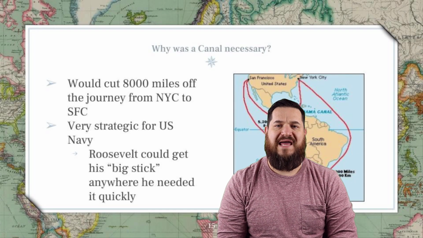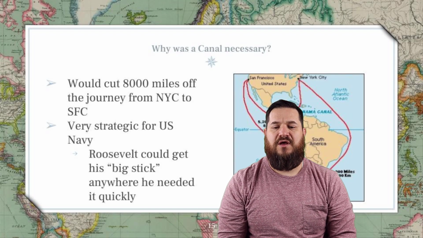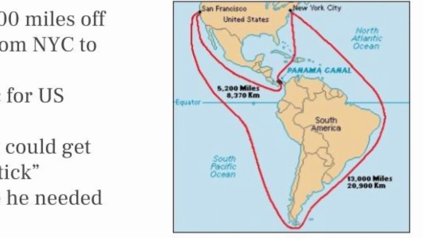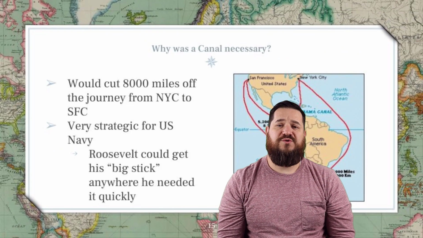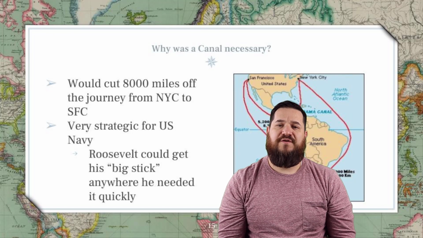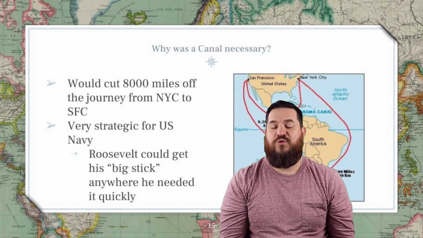Roosevelt saw the Panama Canal as something very necessary for the United States. With a canal across the Isthmus of Panama, basically connecting the Atlantic and the Pacific Oceans, it would cut roughly 8,000 miles off of a coast-to-coast journey if, say, you're going from New York City to San Francisco, California. This was also incredibly strategic for the U.S. Navy. With a canal, it meant that Roosevelt could move around his big stick anywhere that it was needed relatively quickly.